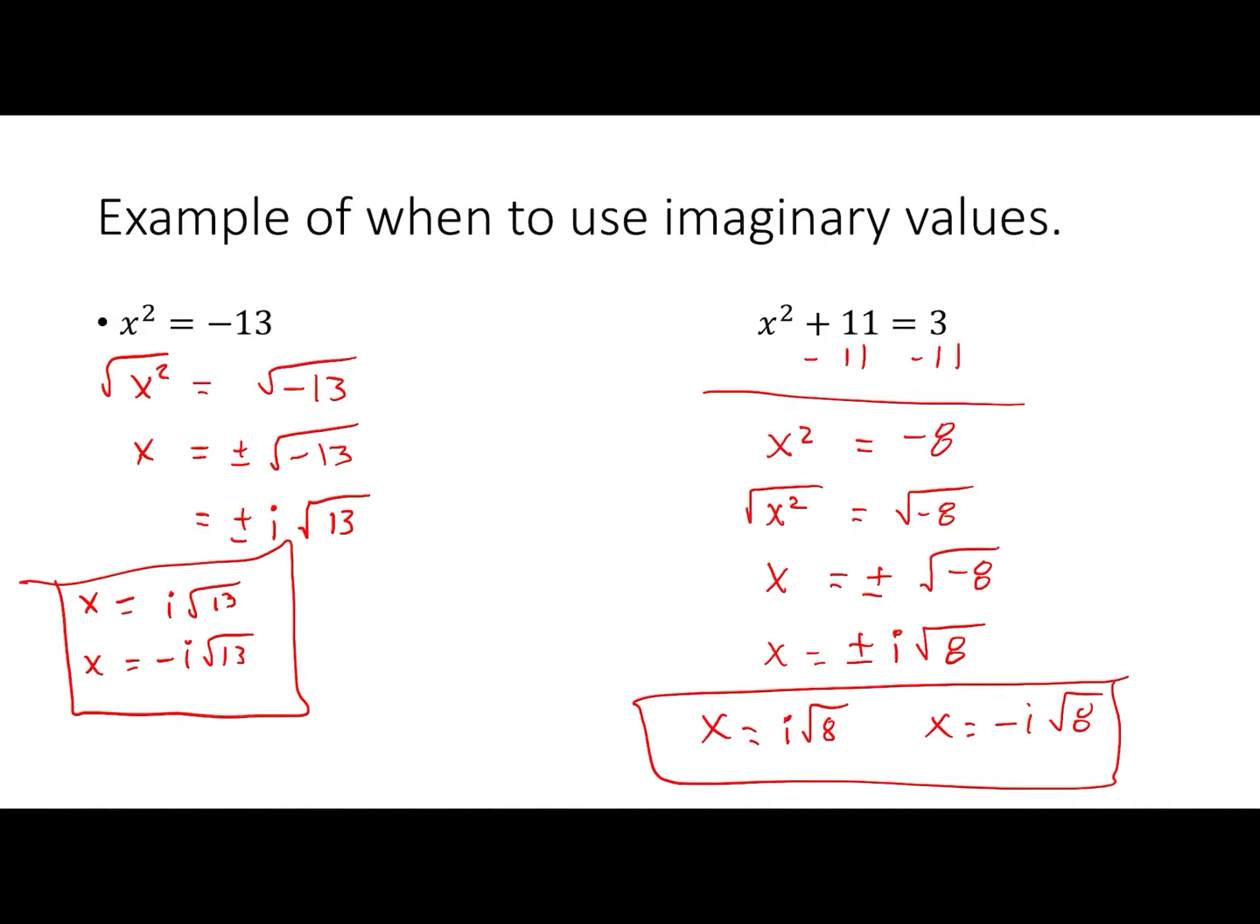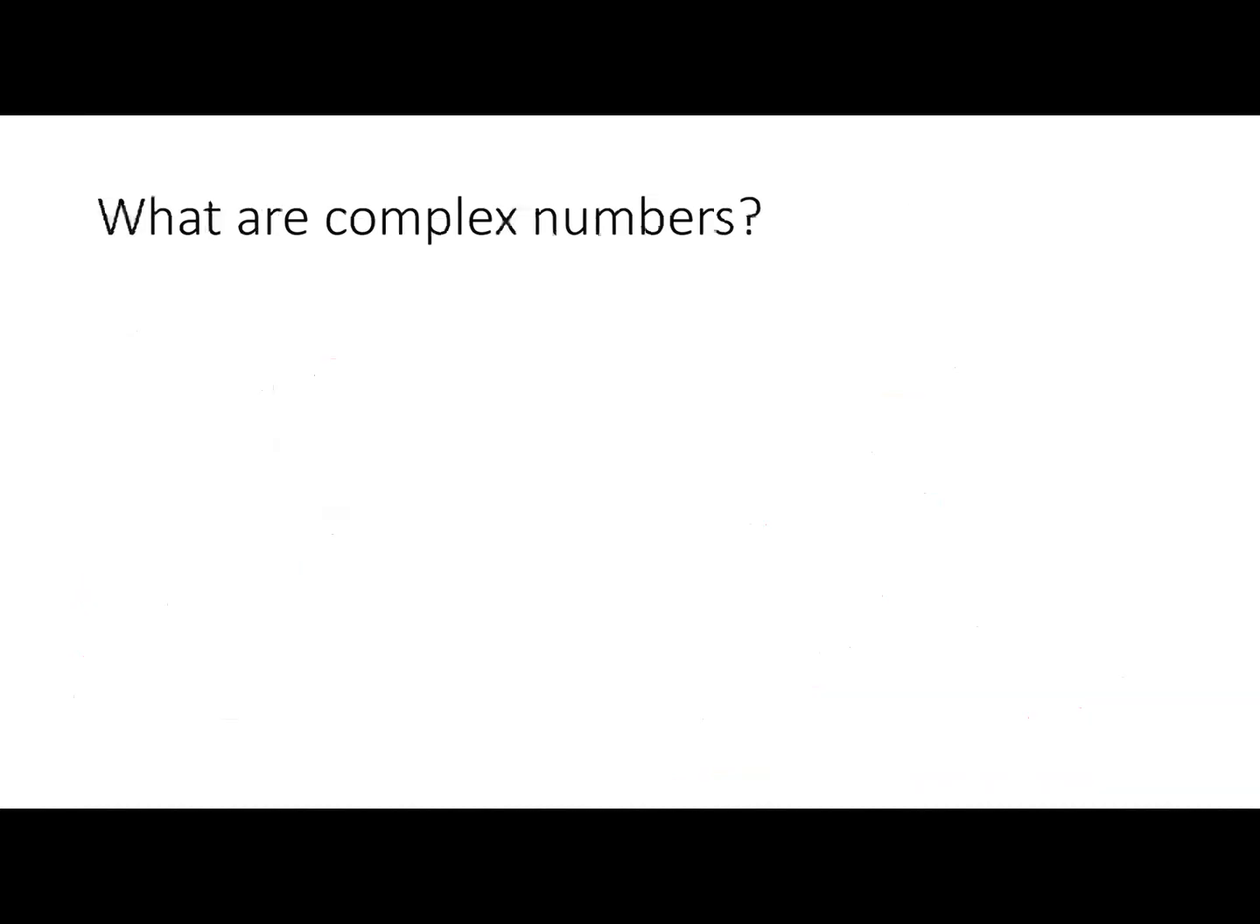Okay, whenever we have imaginary solutions, one of the things that you want to remember is that they're always going to come in pairs. You're always going to have a positive one and a negative one. So anytime you have any imaginary solution, you're always going to have two imaginary solutions. They come in pairs. Okay, so we're going to go ahead and move on.